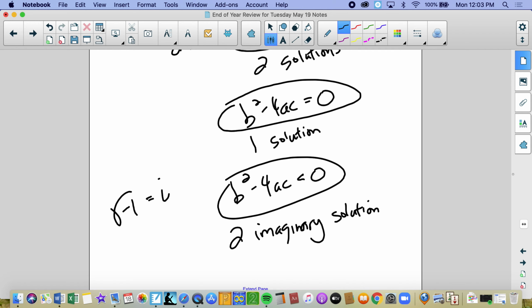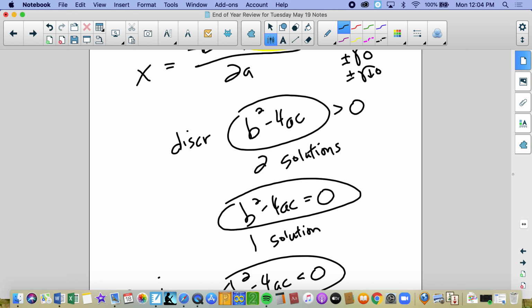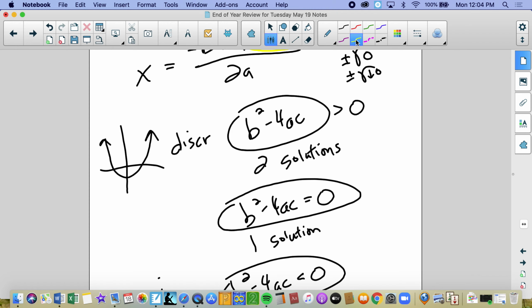And i stands for imaginary. So that's a mathematical way of, instead of stopping, getting a way to solve something. Let's go through what these look like. When the discriminant is greater than 0, the parabola is going to have two intercepts, so it's going to look like this. It's going to cross the x-axis.